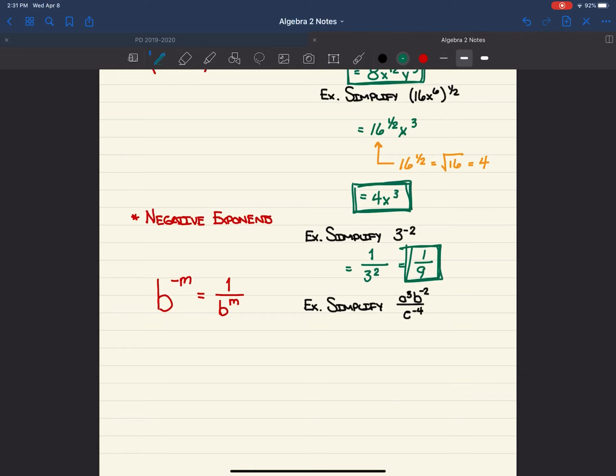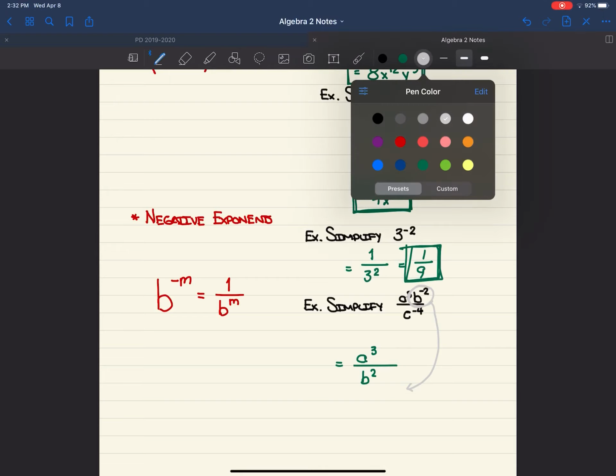Second example says simplify a cubed times b to the negative second divided by c to the negative fourth. Since we have a cubed, it's a positive exponent, it's just going to stay in the numerator. So I'm going to leave it on top. This b here to the negative second power, I'm going to need to move that down to the denominator. So if I move that down, we're going to end up with a b squared down in the denominator.